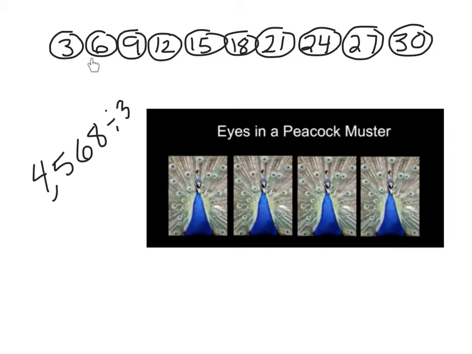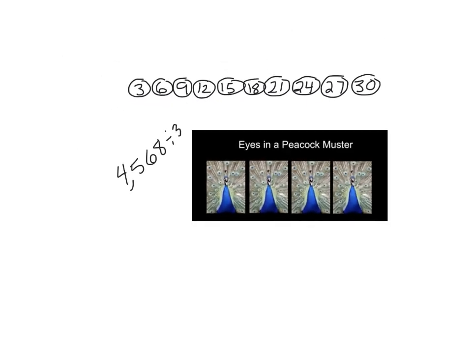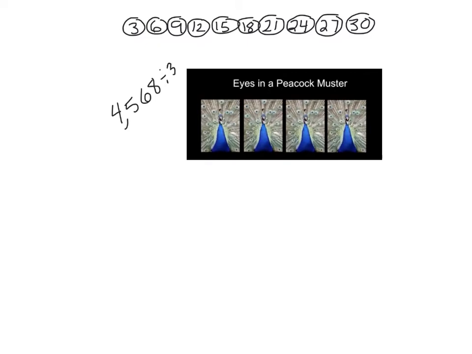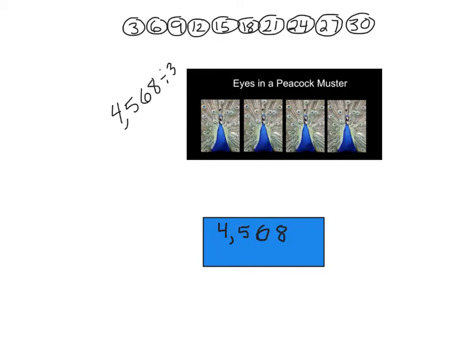All right, so the very first thing we want to do is count by threes. And here we go. 3, 6, 9, 12, 15, 18, 21, 24, 27, and 30. Super. So now we're ready to start our division. So I'm going to make my area box right here, and I'm going to put the number 4,568 right inside there, and I'm going to put the 3 on the outside, and now I can see that 3 will fit right in here.